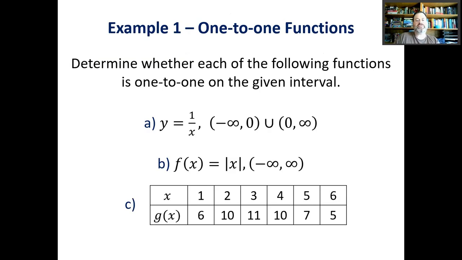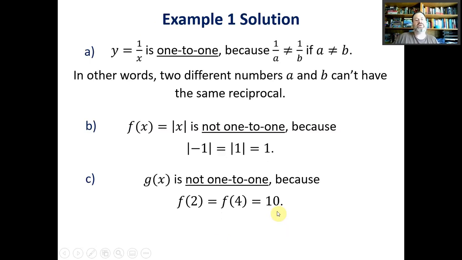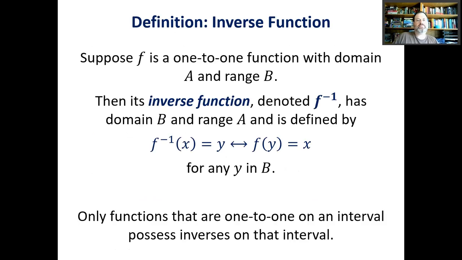And last one, we just have a table of numbers down there at the bottom. So what do you think? Does that look one-to-one or not? Well, just think about your horizontal line test. If you draw a horizontal line at 10, it's going to hit (2, 10) and (4, 10), which makes it not one-to-one. So, pretty basic stuff. Let's keep moving.